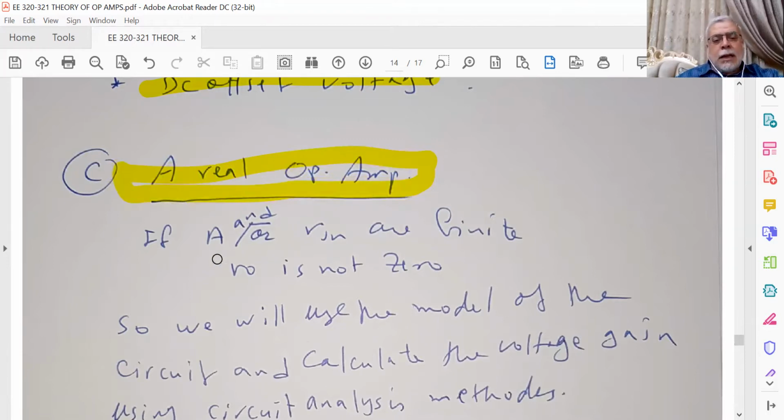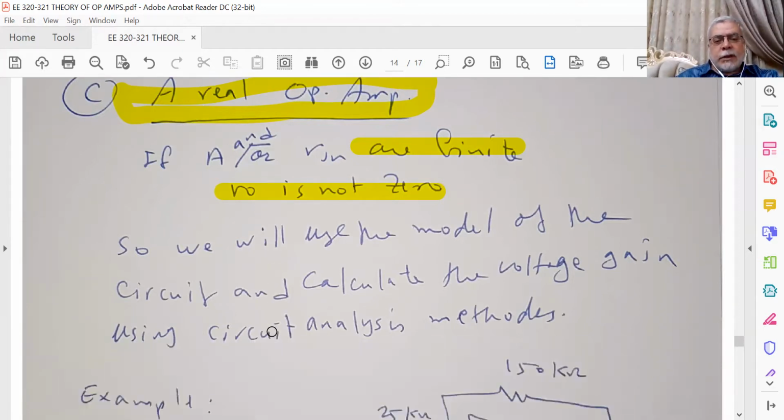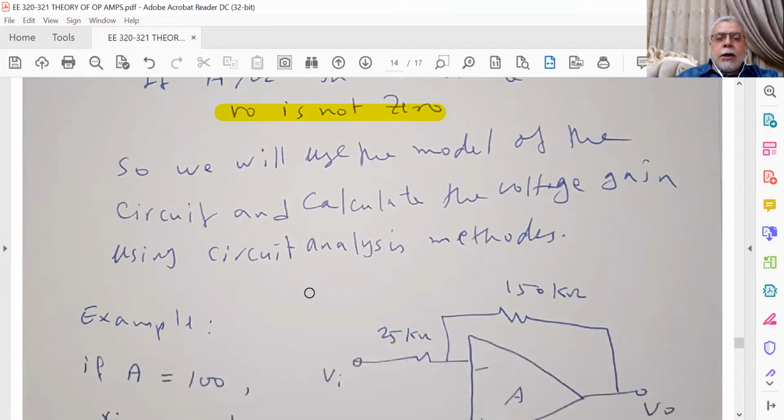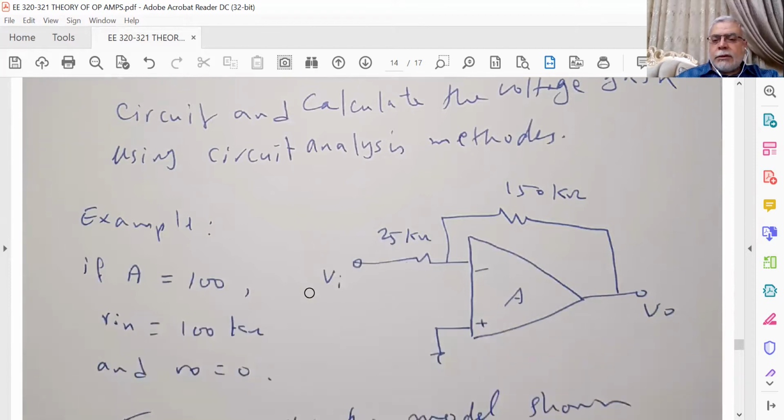Now, number C, a real op-amp, when the amplifier is real. Real means that A and Rn are finite. A finite, Rn finite, one of them at least. Ro is not zero. These are the 3 characteristics of a non-ideal operational amplifier. So we will use the model of the circuit and calculate the voltage gain using the circuit analysis methods.